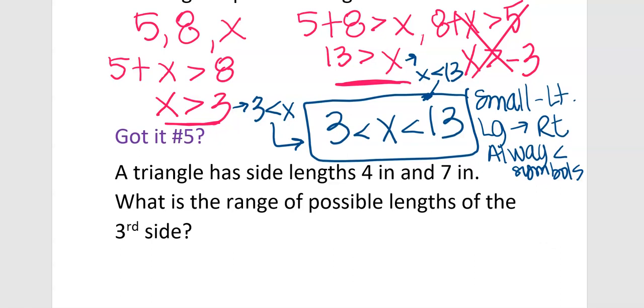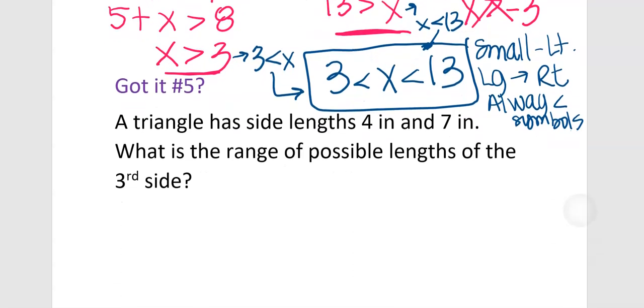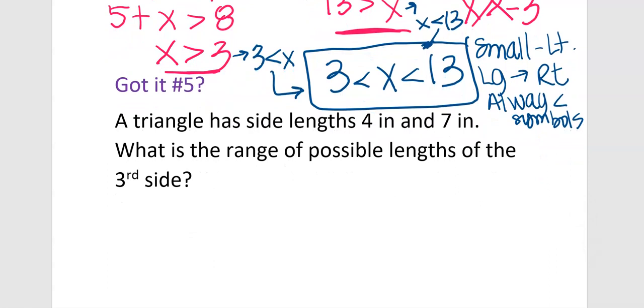Okay, how about this one? A triangle has side lengths 4 and 7. What are the possible lengths of the third one? So grab a piece of paper with your assignment, and I don't have the numbers up here yet, but put this one on there first and just leave it at the top of your page, and then I will put the numbers up there and you can kind of continue on after that. I just want to see who has that one.